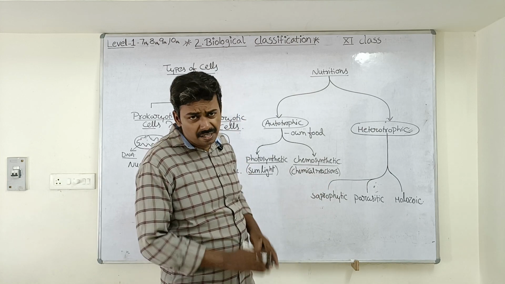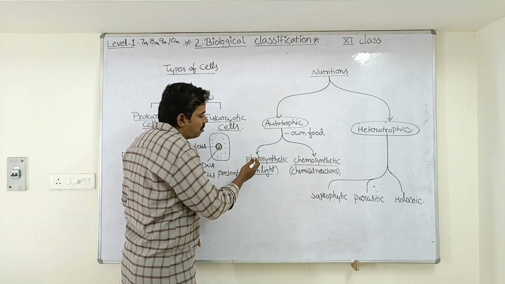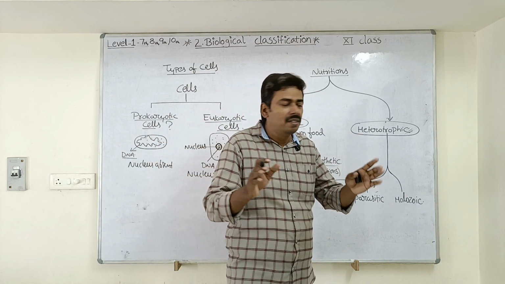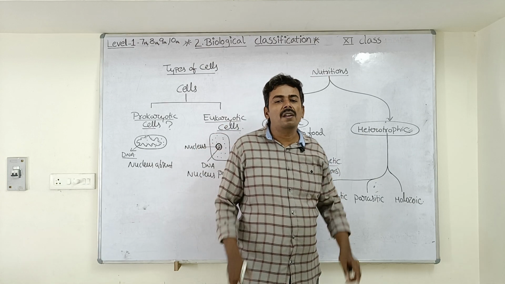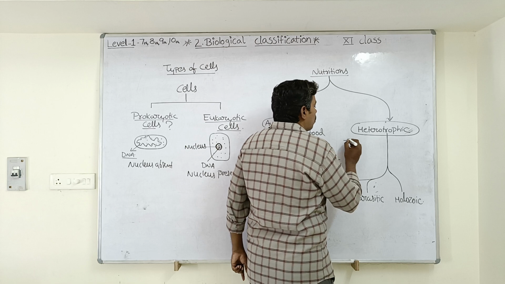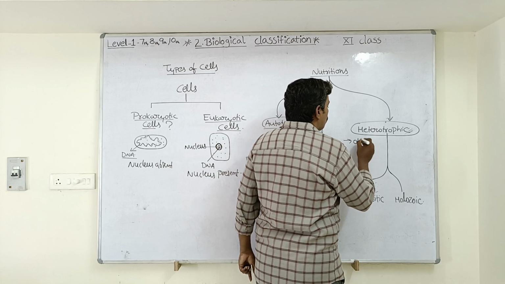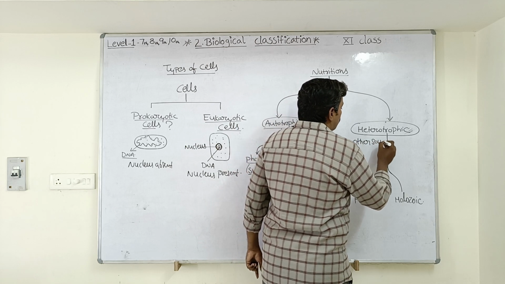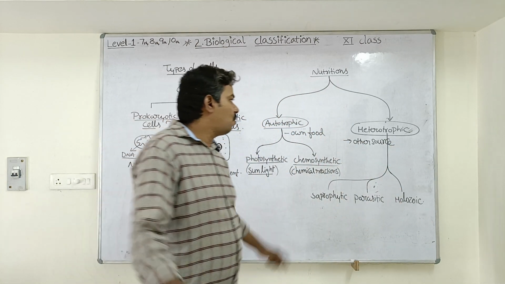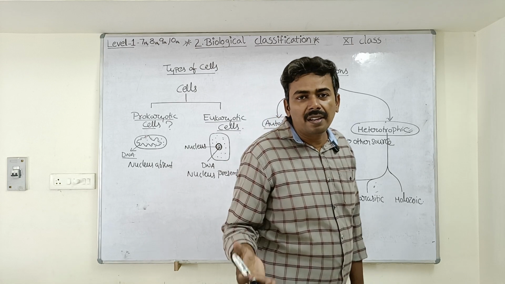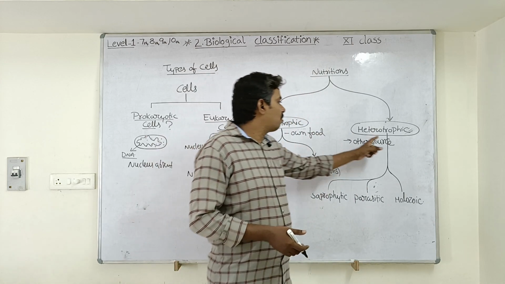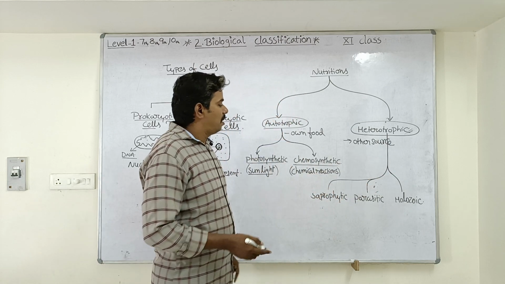Okay, next, plants show which type of nutrition? Plants show photosynthetic autotrophic nutrition. Am I correct? Understood? Next, heterotrophic nutrition. What is heterotrophic nutrition? They obtain nutrition from other sources. They cannot prepare their own food. Examples of heterotrophic organisms are fungi and animals. Correct? So heterotrophic nutrition is again of three types.